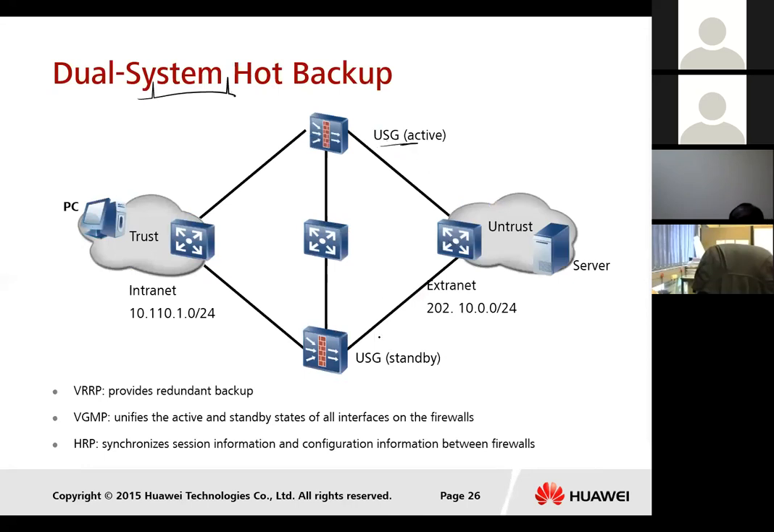So they have a USG as active and a USG as standby. They differentiate who is active and who is standby. In the normal situation, all the trusted traffic goes through the active way and returns via the active way. But for this topic, I will cover it in more depth in a later part, because chapter number 4 is going to cover the dual system hot backup. It includes VRRP, VGMP, and HRP. This later part we're going to cover in more depth.